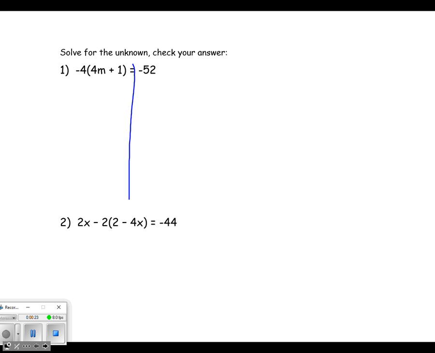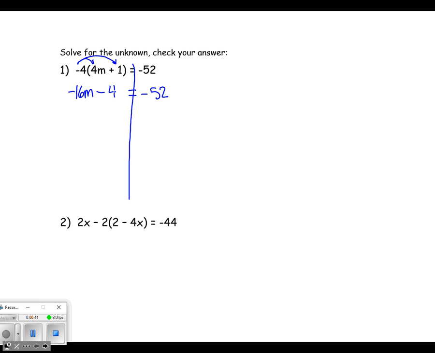So first thing, draw your line. Then you need to distribute this -4. -4 times 4m is -16m. And -4 times 1 is -4. And that whole thing equals -52.